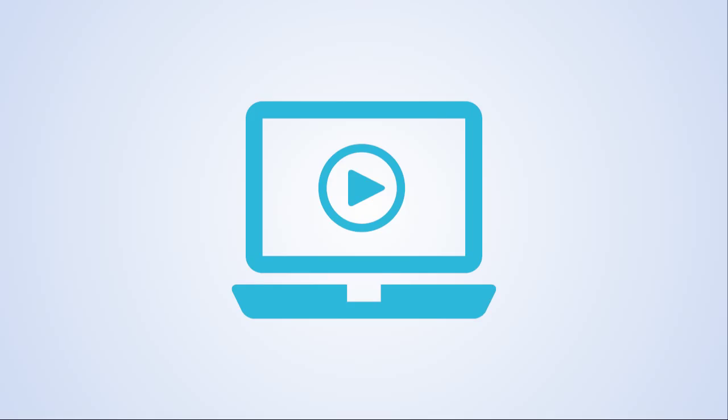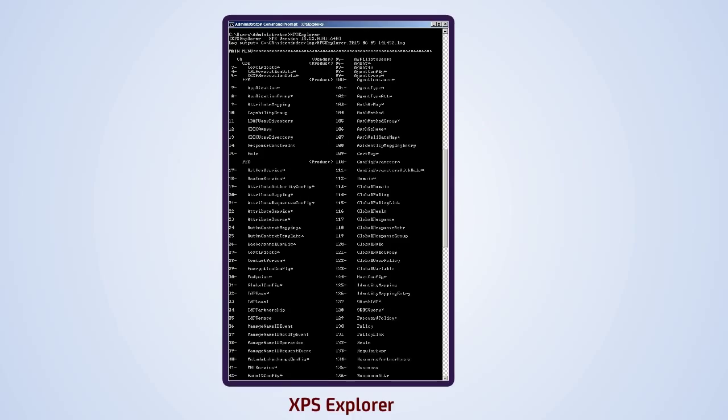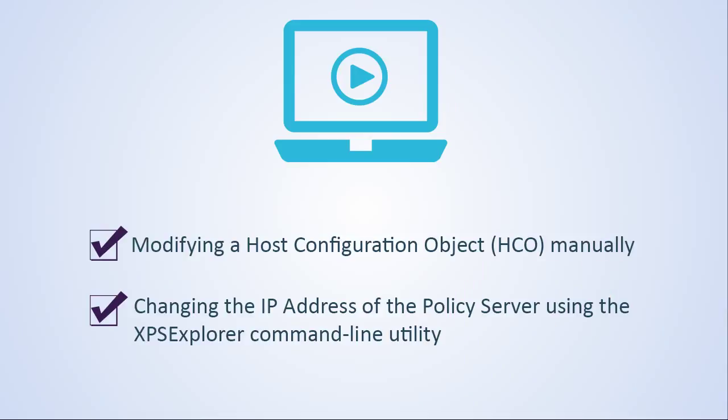Check out this demonstration. If you don't have access to the admin user interface of SiteMinder or the admin user interface is down, then you can use XPSExplorer to modify objects alternatively. Note, to use XPSExplorer, you must be an administrator with XPSExplorer rights. In this demo, you will learn the process of modifying a host configuration object manually and changing the IP address of the policy server using the XPSExplorer command line utility.